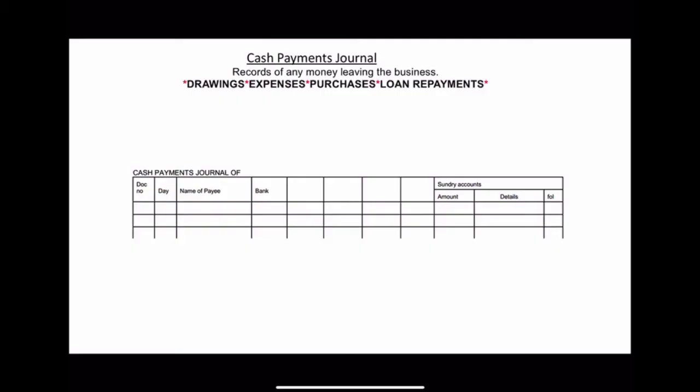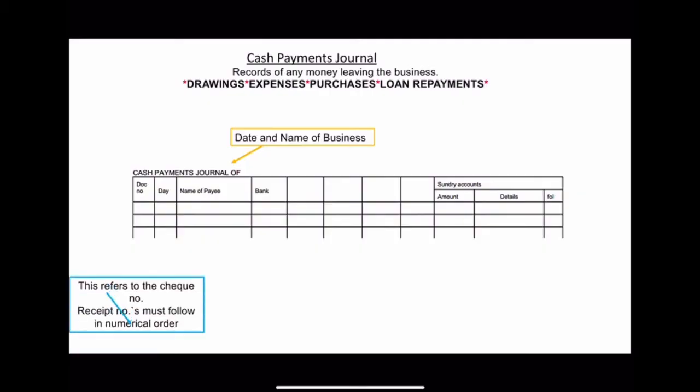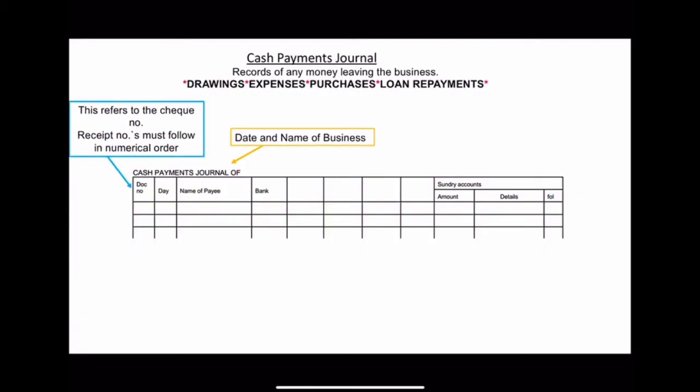Now, it's important to remember that once again, we have to put the date and name of the business. So cash payments journal of so-and-so business for the month of July, for example. Then the document number, this now refers to the check number. It's important once again to remember that they must follow in numerical order. Day, you need to put your date in.